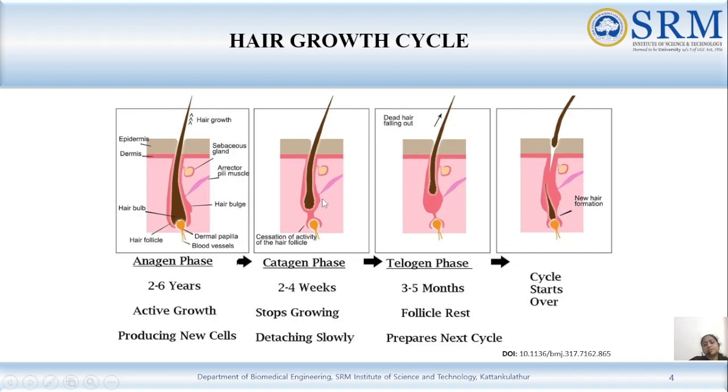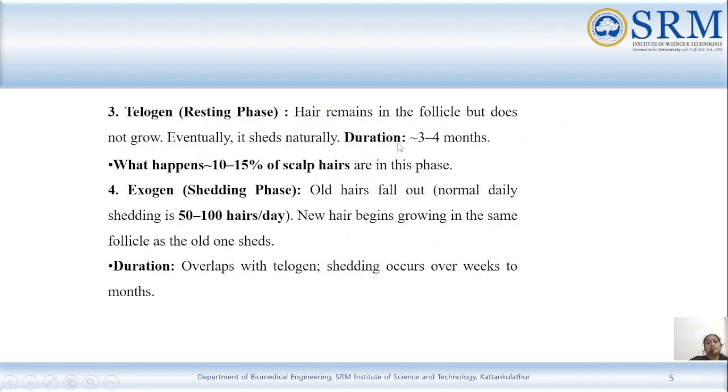The next phase is the telogen phase. In the telogen phase, the hair is still attached to the hair follicle, but the hair growth has completely stopped. There are around 3 to 5 months of the telogen phase in general, and this helps the follicle prepare for the next new anagen phase. Eventually, in the next phase the hair will be shed out.